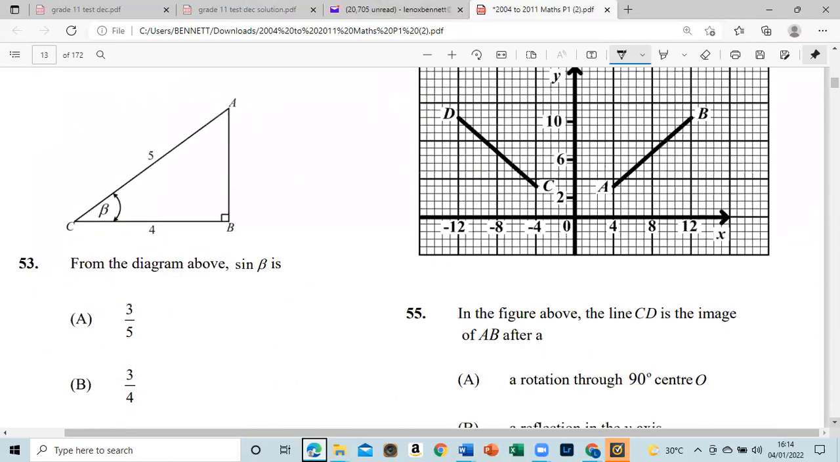From the diagram above, what is the sine? So sine would be opposite over hypotenuse. We're looking from this direction, right? We have to work out that part here, but we know the sides are 5, 4, and 3. 5 squared minus 4 squared would give us 3. So that's 3 over 5, opposite over hypotenuse. That's an awesome question also.